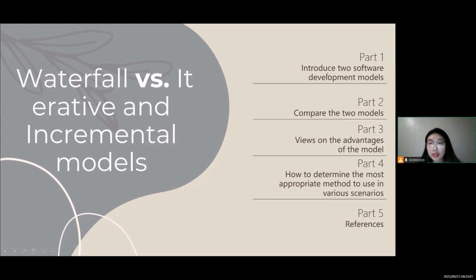The first part is to introduce two software development models. The second part is to compare the two models. The third part is views on the advantages of the models. And the fourth part is how to determine the most appropriate method to use in various scenarios. And the last part is references. Okay, now let's begin.